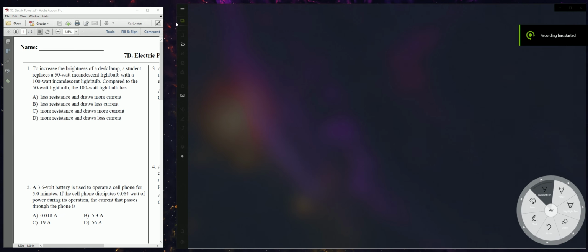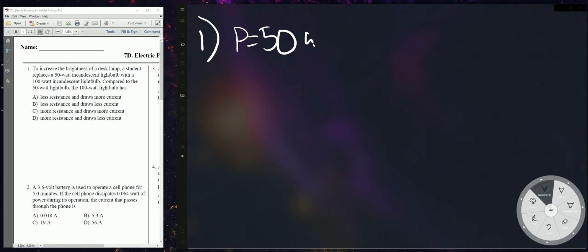All right, so let's do electric power, the worksheets now. Number one: to increase the brightness of a desk lamp, a student replaces a 50-watt incandescent light bulb with a 100-watt incandescent light bulb. So your power is 50 watts, and the other light bulb is 100 watts. Compared to the 50-watt light bulb, the 100-watt light bulb has less or more watts.